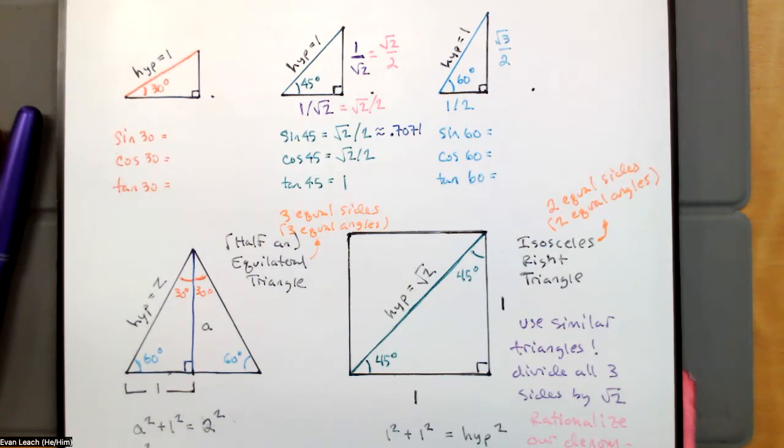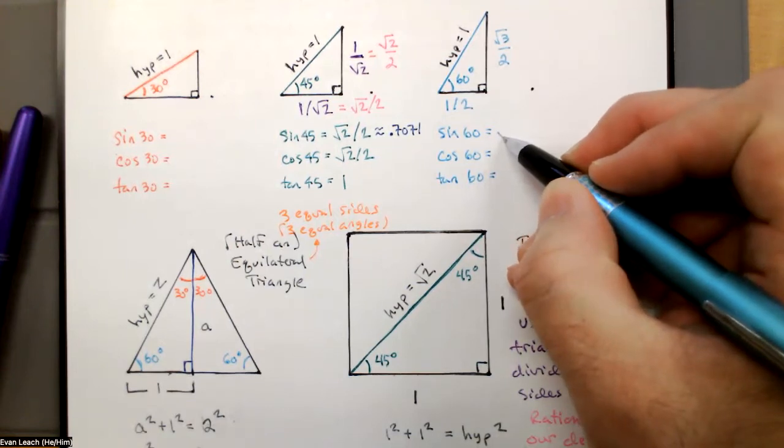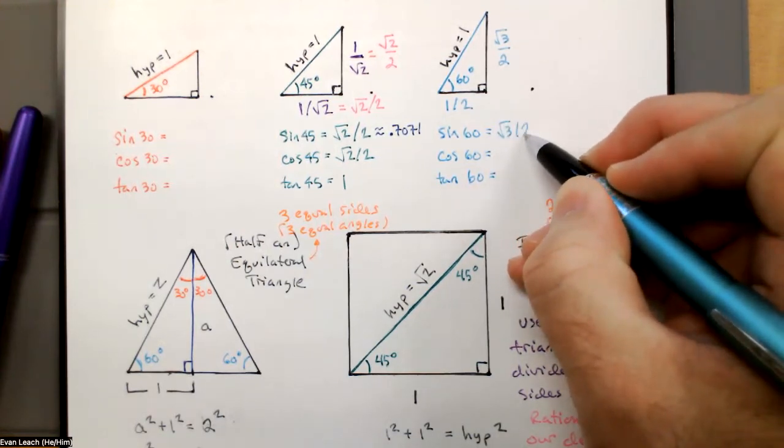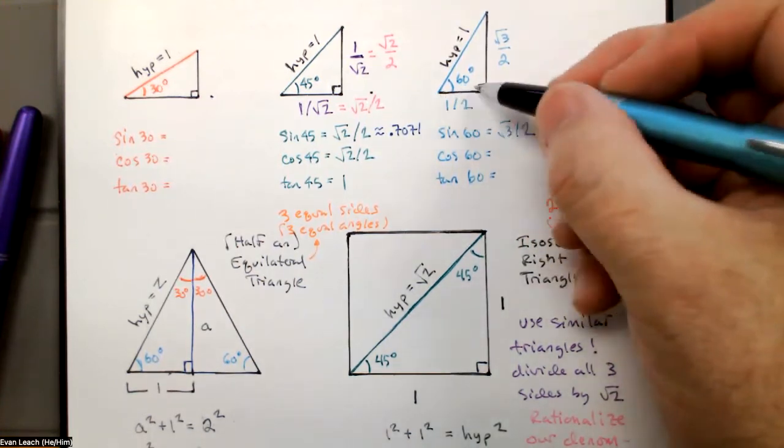And so now I can figure out my sine, cosine, and tangent of 60 degrees. Once we have that, we'll be able to put it into any quadrant because we know where sine is positive, where cosine is positive, and where tangent is positive. So the sine of 60 is opposite over hypotenuse, or root 3 over 2. Cosine of 60 is adjacent over hypotenuse, or 1/2.